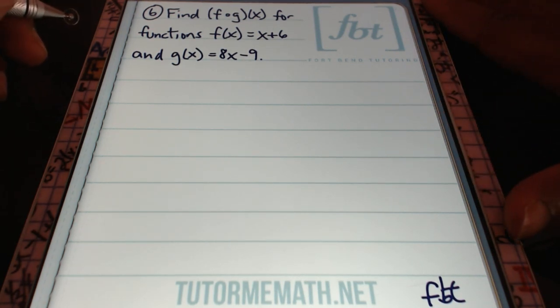Mr. Witt and Fort Bend Tutoring. It says to find the composition of f and g for functions f of x equals x plus 6 and g of x equals 8x minus 9. All right, let's find this out, guys.